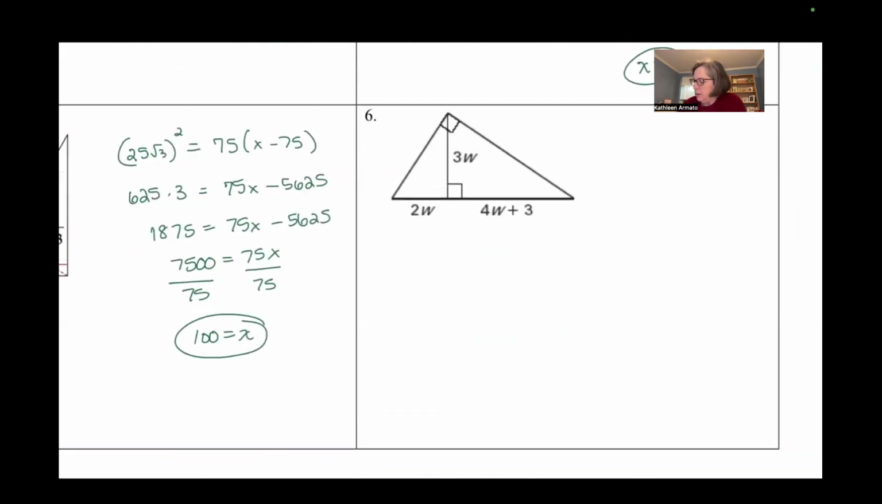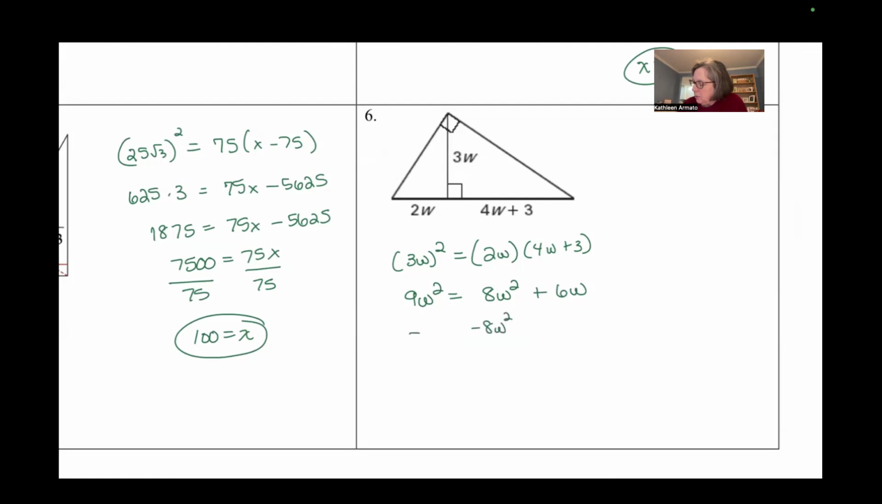Okay, and I think this is our last one. What am I going to use? Altitude rule or leg rule? The altitude is labeled. Neither of the legs are labeled. So I will be using the altitude rule, which is that the altitude squared, so 3w quantity squared, is equal to the product of the two parts of the hypotenuse. So that would be 9w squared equals 8w squared plus 6w.